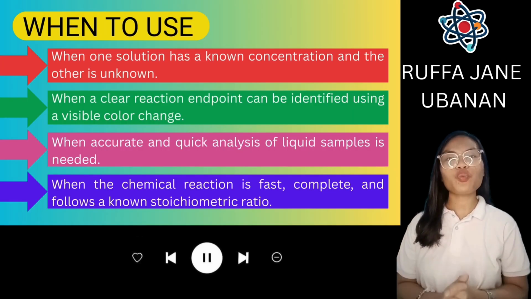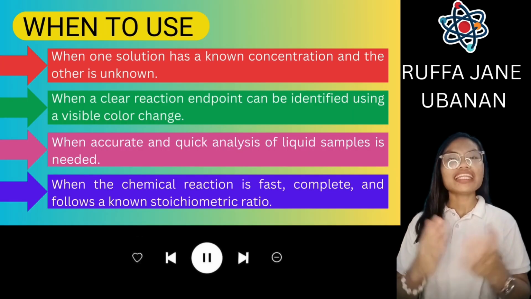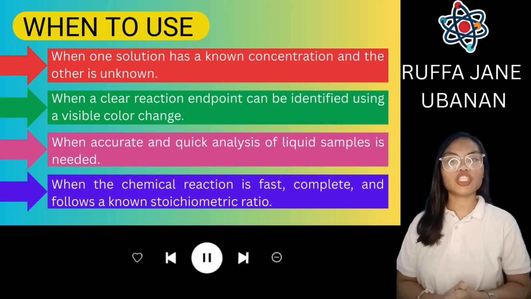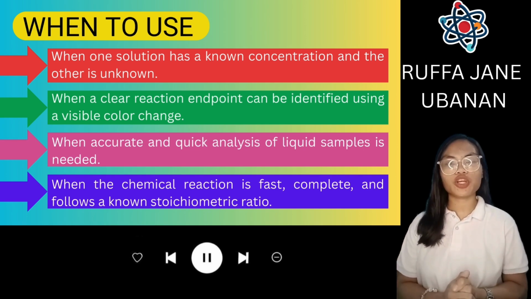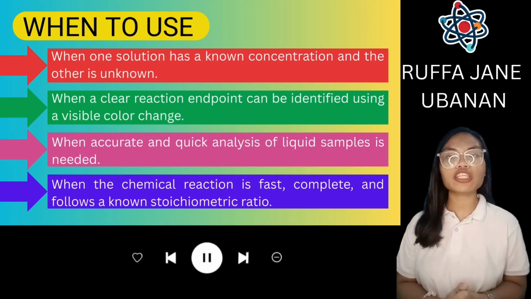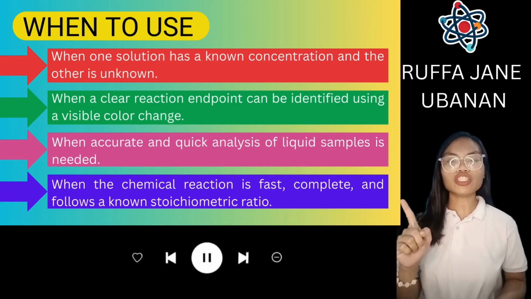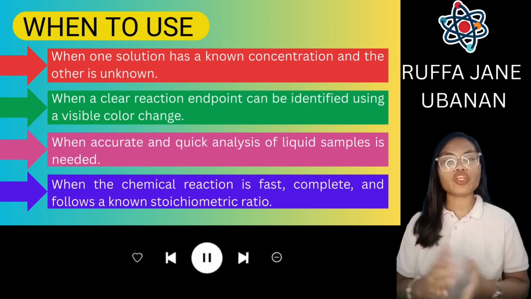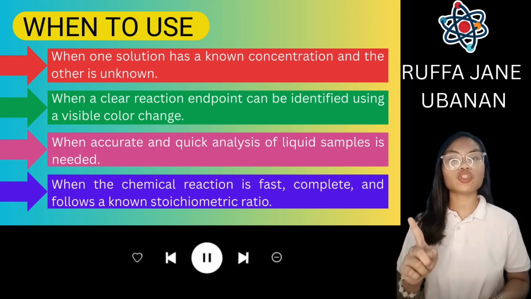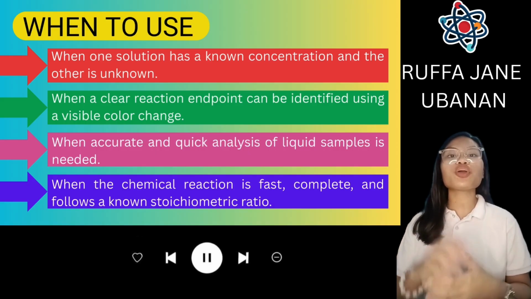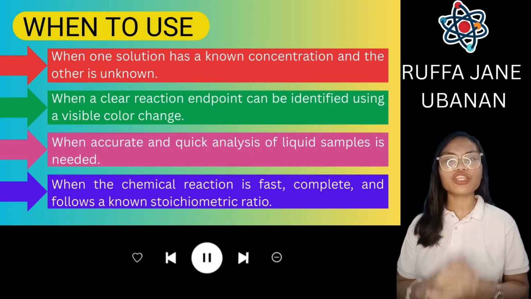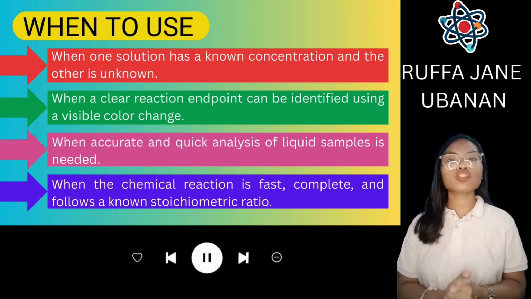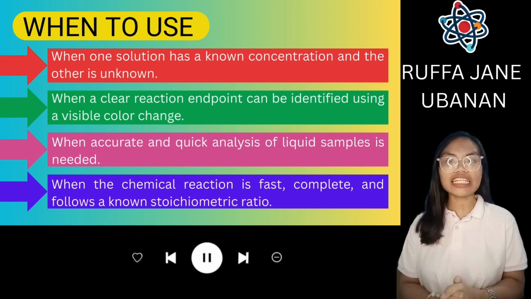Are you curious when to use titrimetric method? The titrimetric method is especially useful in situations where precise and efficient analysis of liquid samples is required. Here are the main conditions where titration is ideal. First, known versus unknown concentration. Titration is used when you have one solution with a known concentration, the titrant, and another with an unknown concentration called analyte. This setup allows you to determine the unknown value by observing how much titrant is needed to complete the reaction.